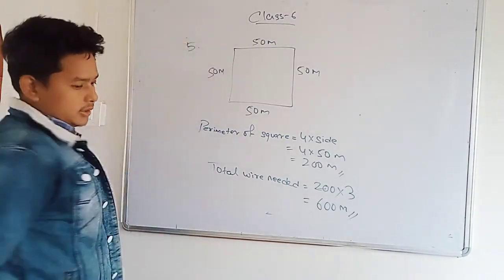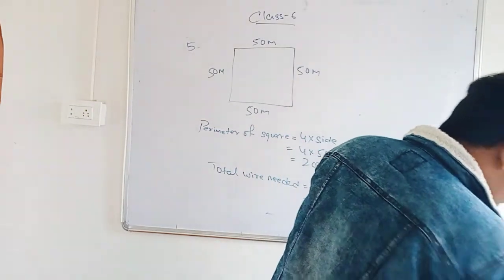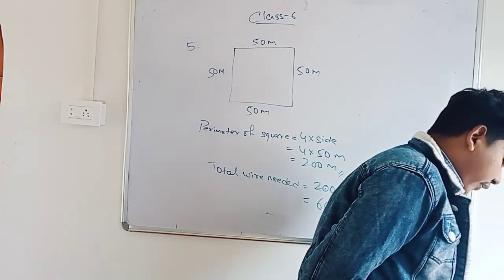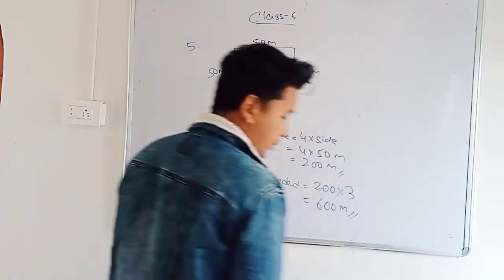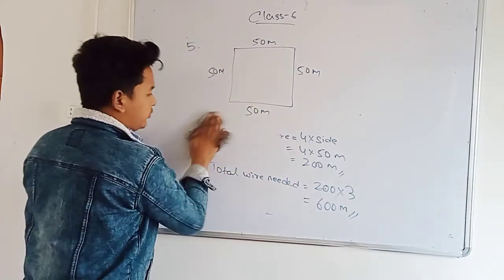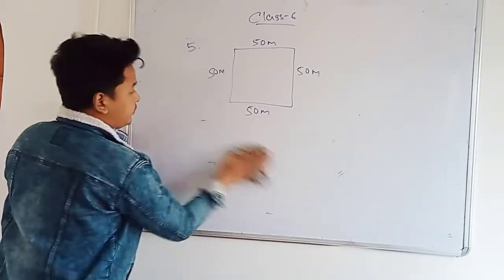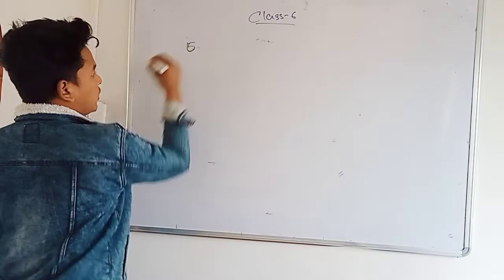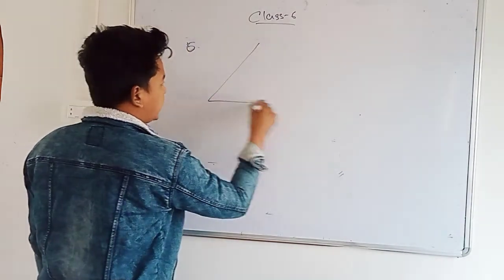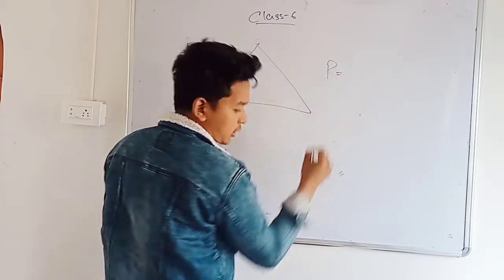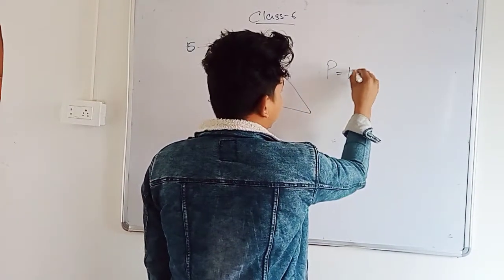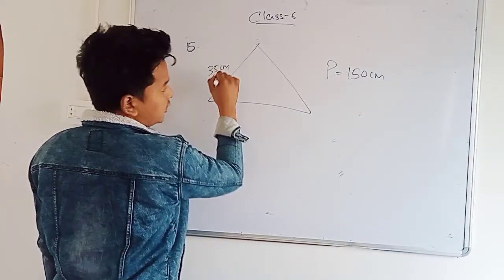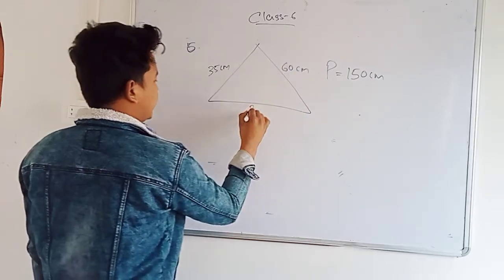Now let us do question number 6. Two sides of a triangle are 35 and 60. Find its third side if the perimeter of the triangle is 150. In question number 6 it is given that in a triangle perimeter P is equal to 150 centimeter and two sides of the triangle are given, 35 and 60. You have to find the third side.